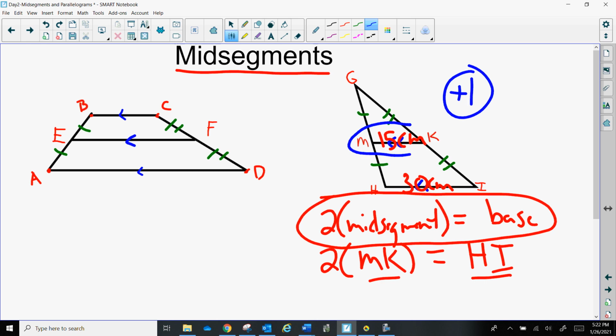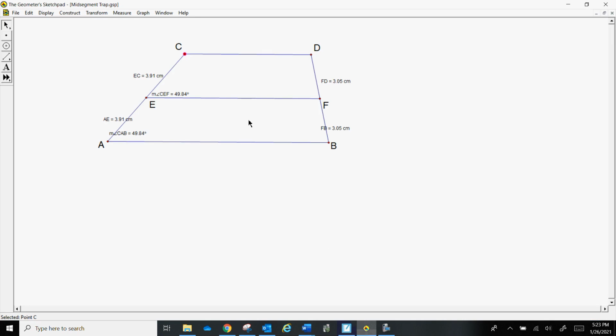Now there is also a rule about its length. If I look at the length of this midsegment and measure that length right there, not bad, about 3 centimeters. Now if I measure this one down here, you're going to say, if that's 3, this one's going to be 6.